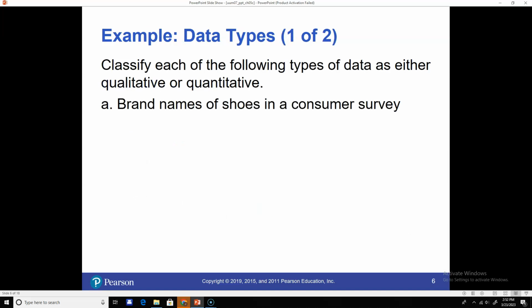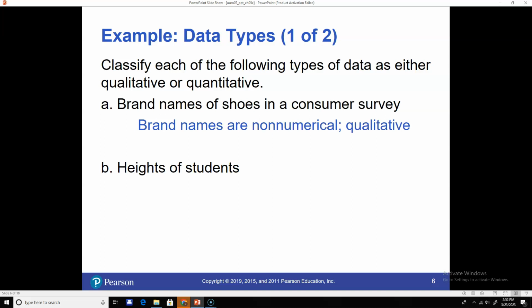So classify each following type of data as either qualitative or quantitative. Brand name of shoes in a consumer survey. Well, that's qualitative. You might have Nike, Reebok, if you're looking at sport athletic shoes, Adidas, and so on and so forth. But those are not intervals of numbers, so those wouldn't be quantitative bins. Non-numerical, hence qualitative. Heights of students, that is something measured that gives a numerical value. Because it's numerical, we say it is quantitative.